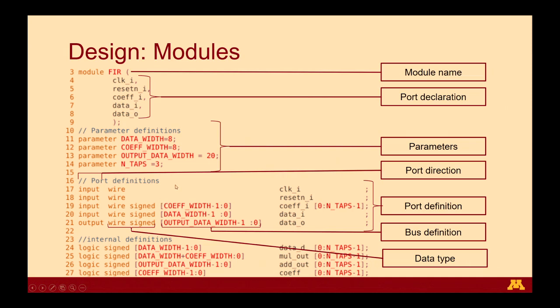In the definition, we state the direction, the type of the wire, the type of the data, as well as, in this particular case, whether it's signed or unsigned data. And lastly, here is where we define the width of the bus. In this example, if you see the input data, we define the data as a bus of width data width. In this particular case, it's an 8-bit bus.